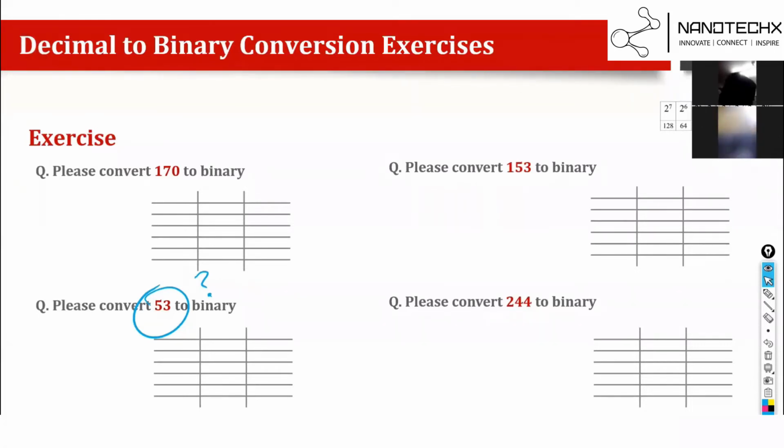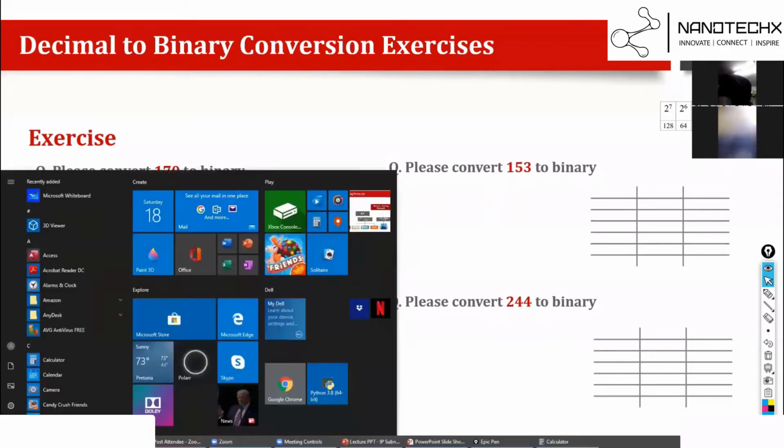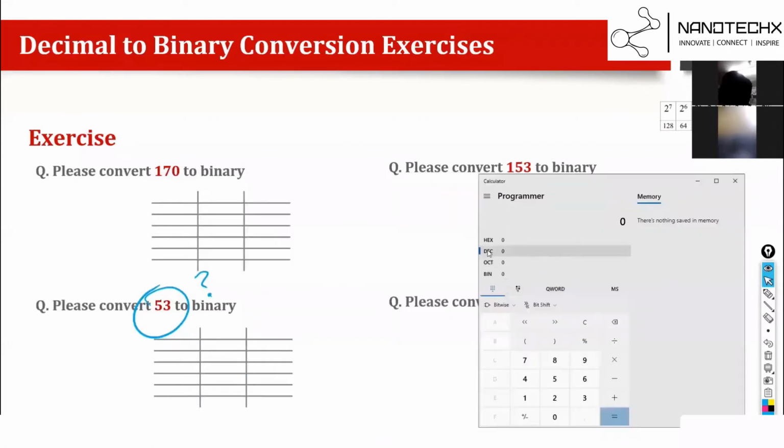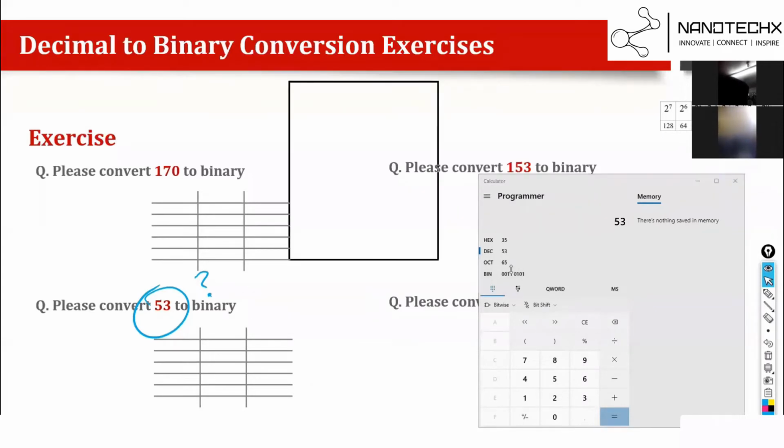So let's see what the answer is. Let me go to the calculator. Very simple. I click on decimal, then I type 5 and 3, and then I can see it is 00110101. So whose answer is correct? Shiniza is incorrect. Johnny is correct. Shiza, you can see again. Just try to do it again, or let's do it together.